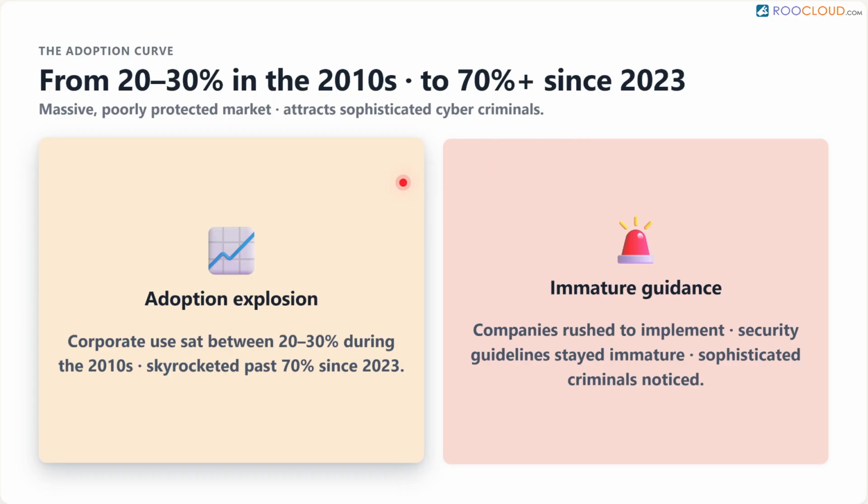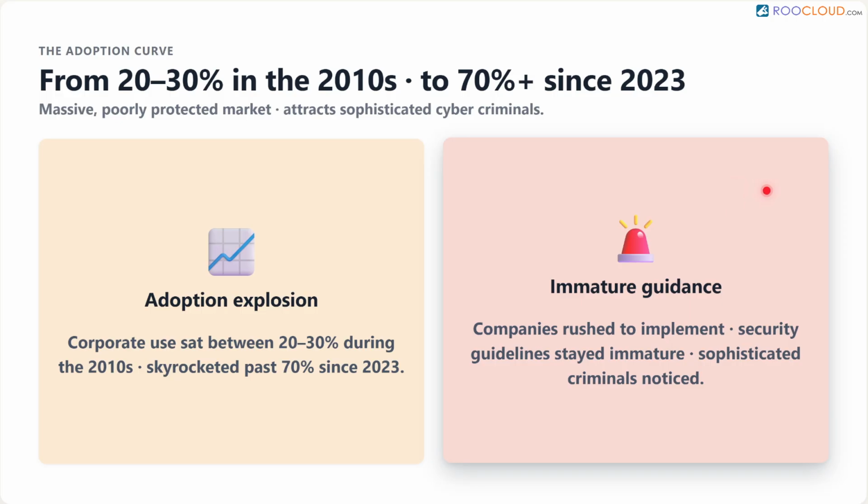Throughout the 2000s and 10s, corporate use of these automated tools hovered safely between 20 and 30%. However, since 2023, adoption has skyrocketed past 70%. Because companies are rushing to implement this technology so quickly, their security guidelines remain highly immature. This massive, poorly protected market has attracted highly sophisticated cybercriminals eager to exploit these exact vulnerabilities.